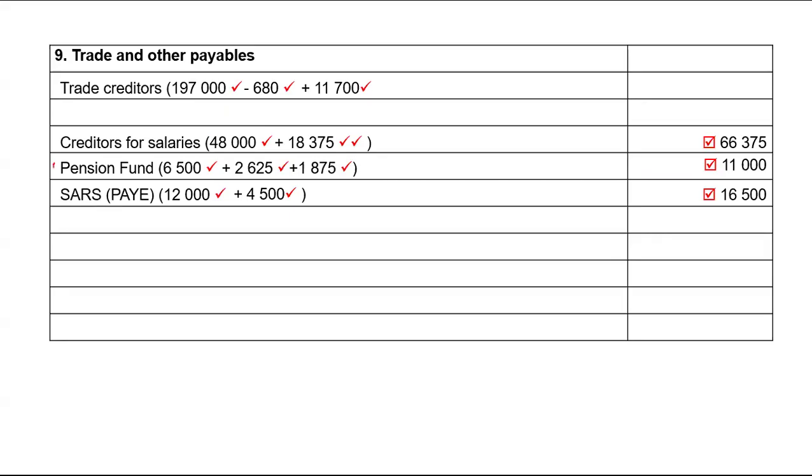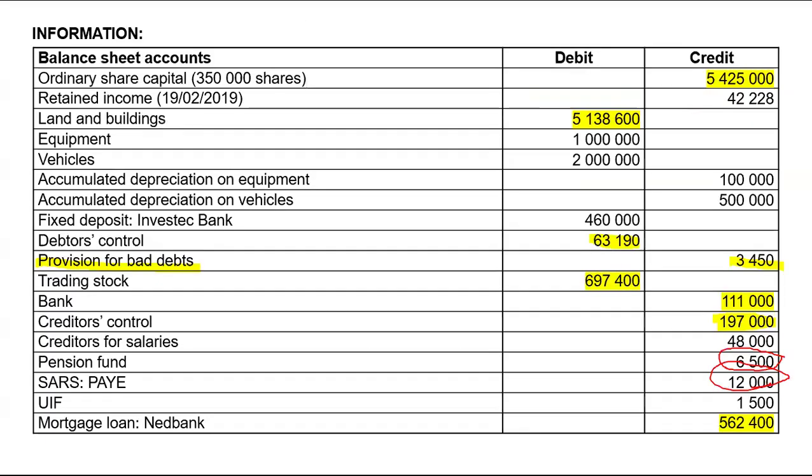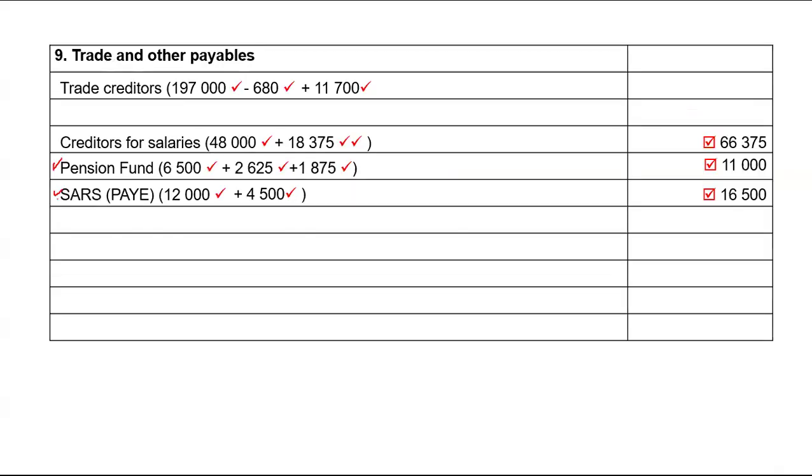I see pension here. I see SARS, pay as you earn. I don't see UIF. Sorry, guys, for going back to this. There was UIF of 250 times 2, including the contribution, and then we're going to add it with the UIF we have here of 1,500. I don't know how I left that out. We're going to record all of that in trade and other payables, so you will add those up. Sorry for going back to that.